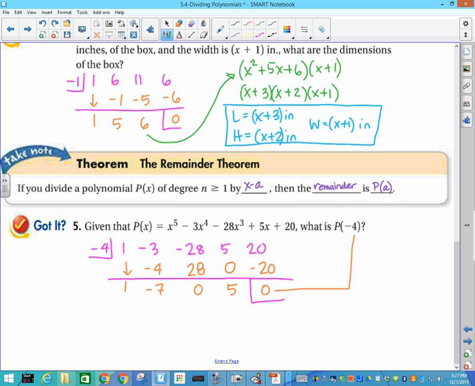Well, that's what p of negative 4 is. That's what the remainder theorem says: whatever my remainder is, that's the value of the function at that point. So that's enough for me to say p of negative 4 is equal to 0. So when you have directions in your homework, it might say use synthetic division to evaluate p of negative 4 given that polynomial. So you've got lots of problems to practice.